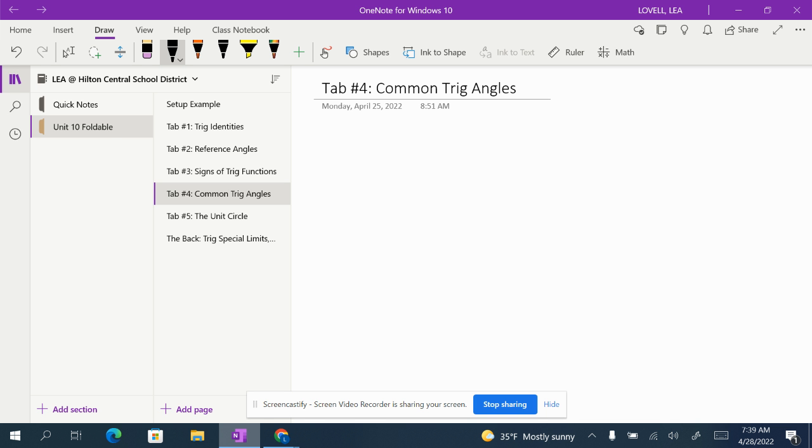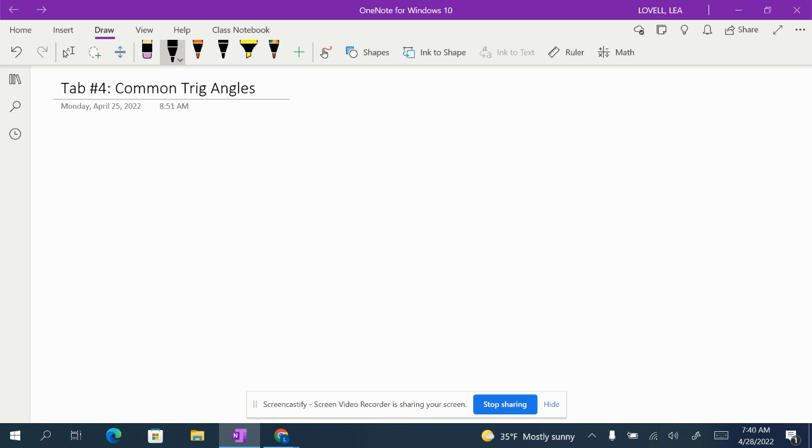As with all of the other trig videos, if you see something written in black or another color, it's probably just me explaining. If you see something written in red, that definitely needs to go onto your foldable. Tab number 4, common trig angles. Here we go. So first, let's start by talking about the unit circle.